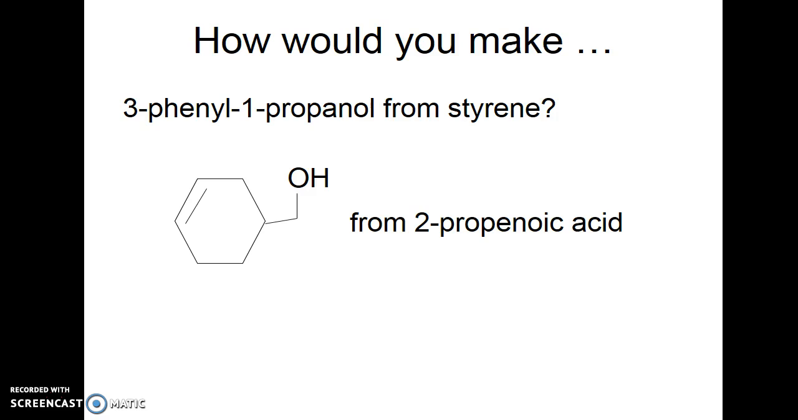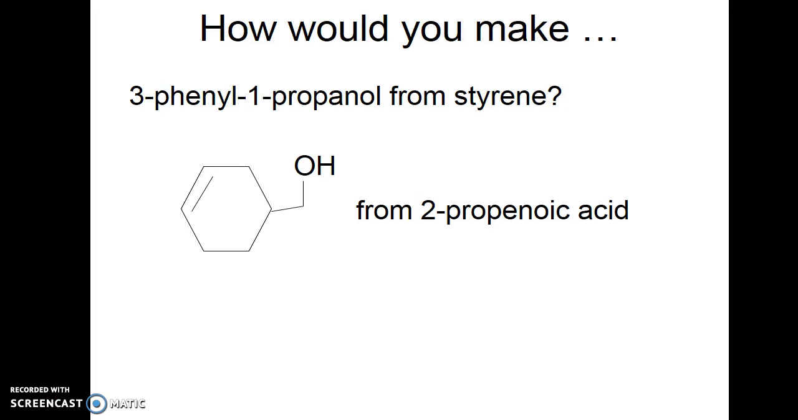So, knowing what you know now, how would you make 3-phenyl-1-propanol from styrene, or this alcohol from 2-propenoic acid? Go ahead and pause the lecture and then restart it after you've worked it out. So how would you make 3-phenyl-1-propanol from styrene and this alcohol from 2-propenoic acid? Let's look at it.